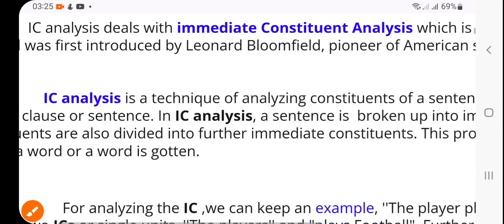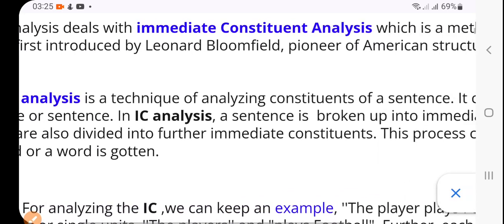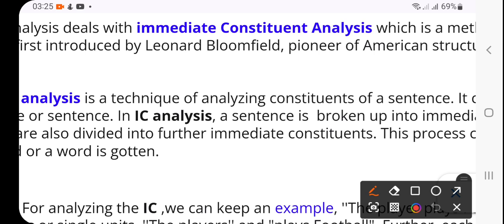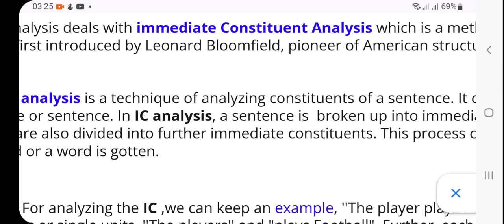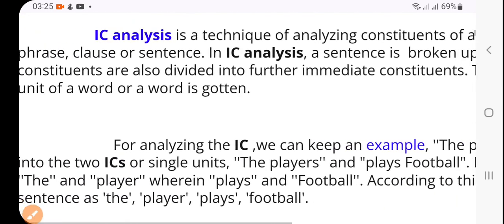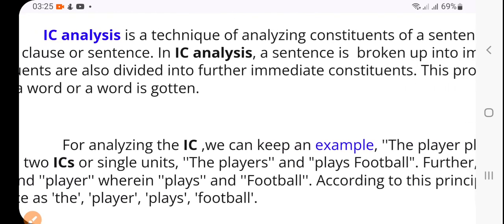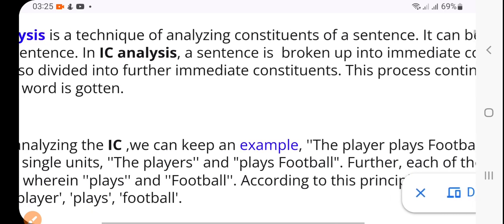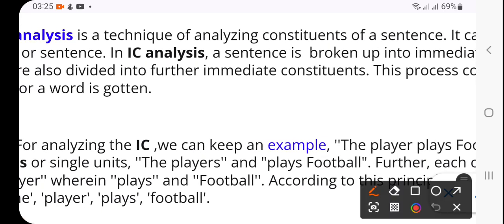And this was first introduced by Leonard Bloomfield, who was the pioneer of American structuralism, right? Now, IC analysis is a technique of analyzing constituents of a sentence. Very important thing is it's a technique of analyzing constituents of a sentence, right? So that is called IC analysis.